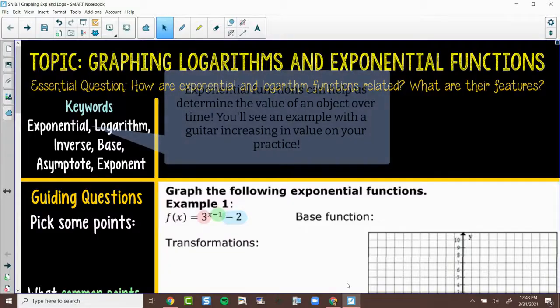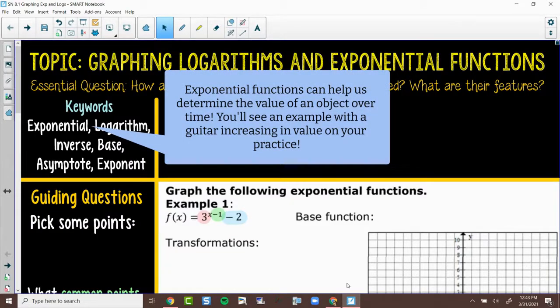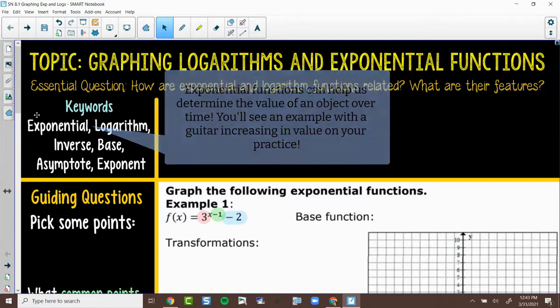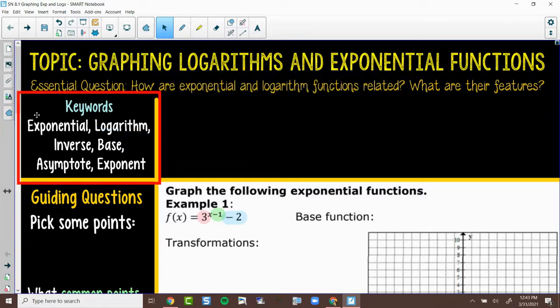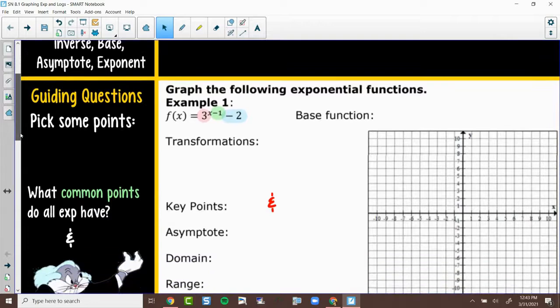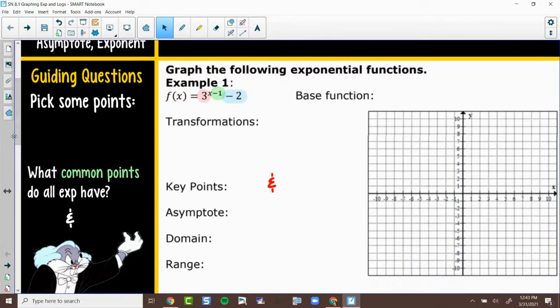Welcome to Graphing Logarithms and Exponential Functions. Here we're going to take a closer look at a couple of keywords that might be new for us: exponentials, probably new, and logarithm. So here we're going to take a look at what exponential functions look like. We've worked with exponents, but not really gotten a chance to truly see what these look like.